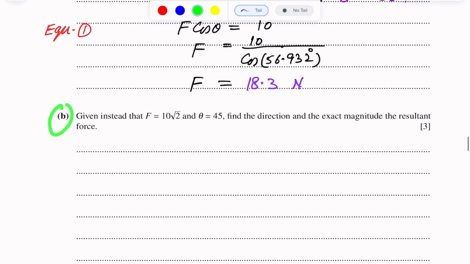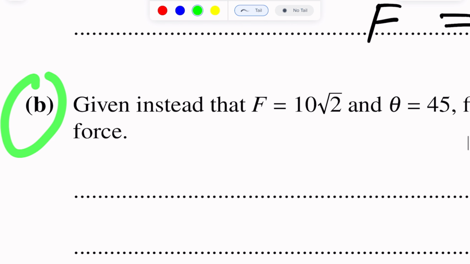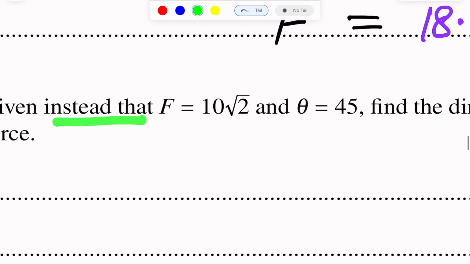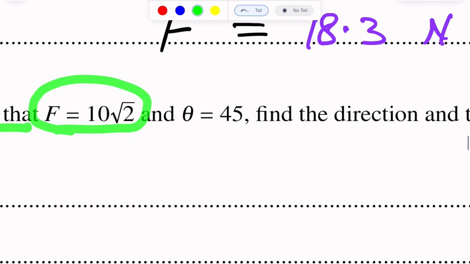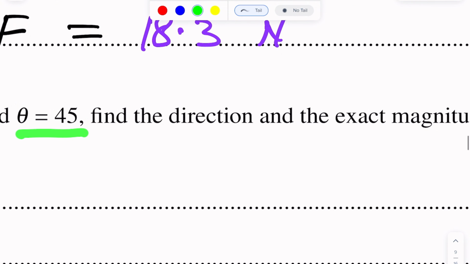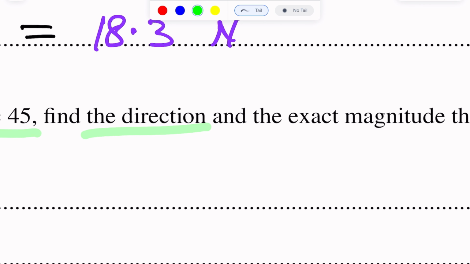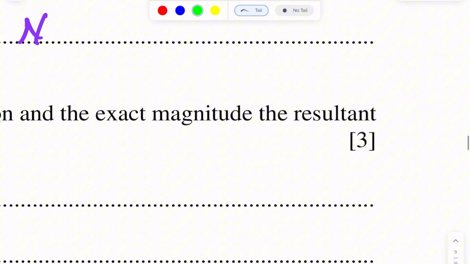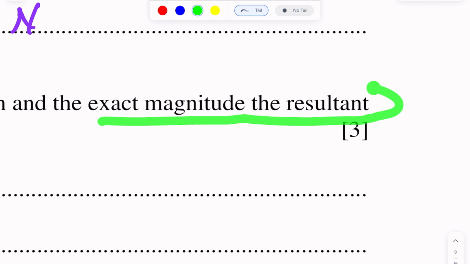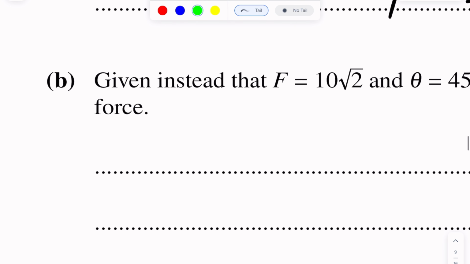Now part B of this question: given instead that F is equal to 10 root 2 and theta is equal to 45, find the direction and the exact magnitude of the resultant force.